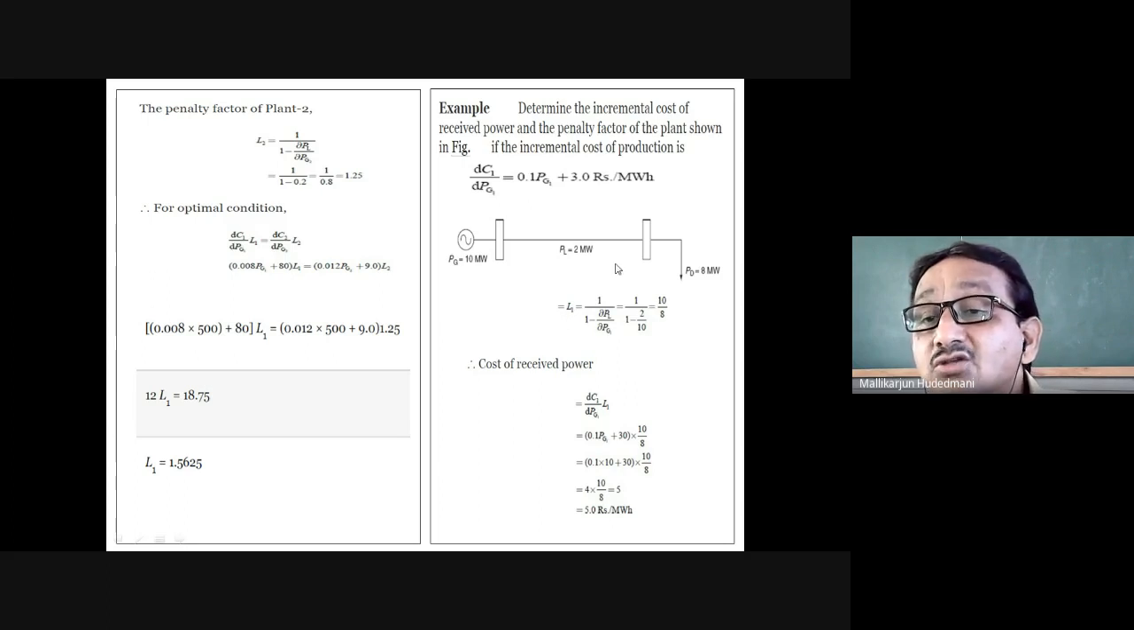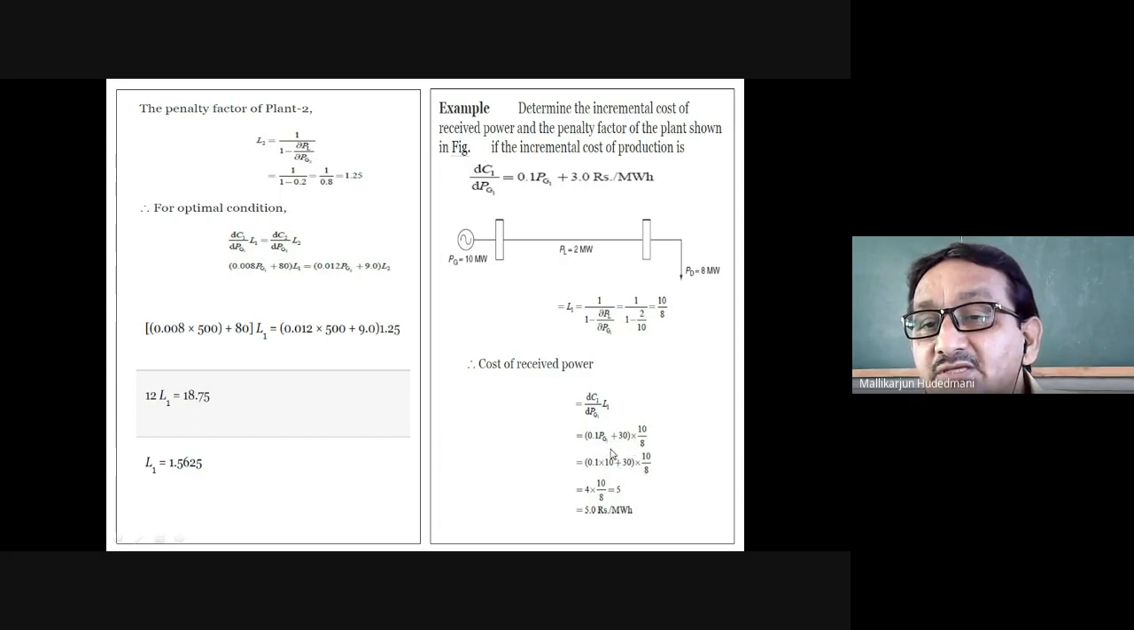Then the cost of received power is lambda. What is lambda for this lossy system? dC1 by dPg1 into L1 must be equal to lambda. So just put in this value: 0.1 Pg1 plus 30 multiplied by L1 should be equal to lambda. You can just see 0.1 Pg1 plus 30 into whole bracket, 10 by 8.